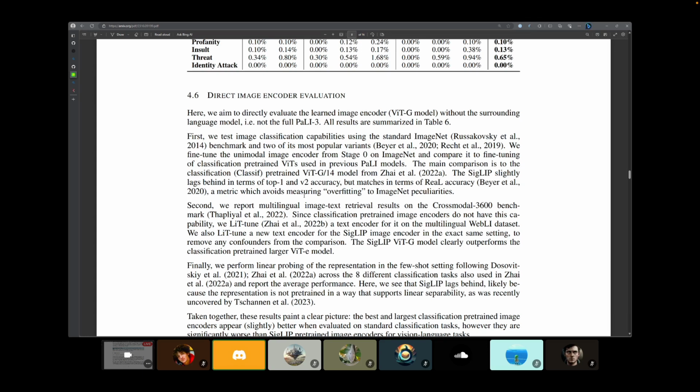The SigLIP slightly lags behind in terms of accuracy, but matches in terms of ReaL accuracy, a metric which avoids measuring overfitting to ImageNet particularities.